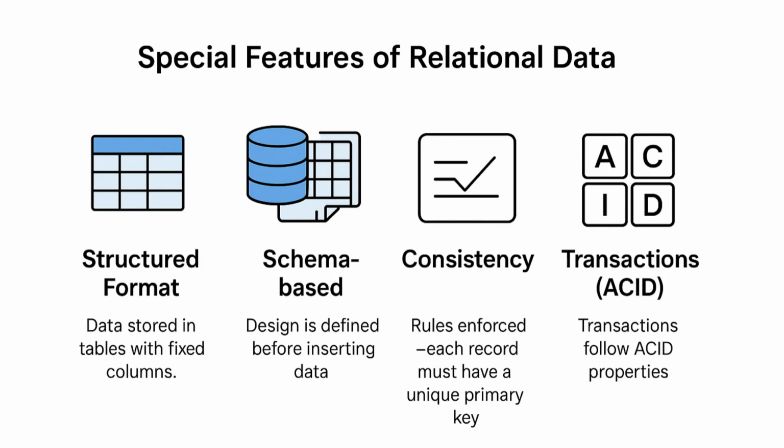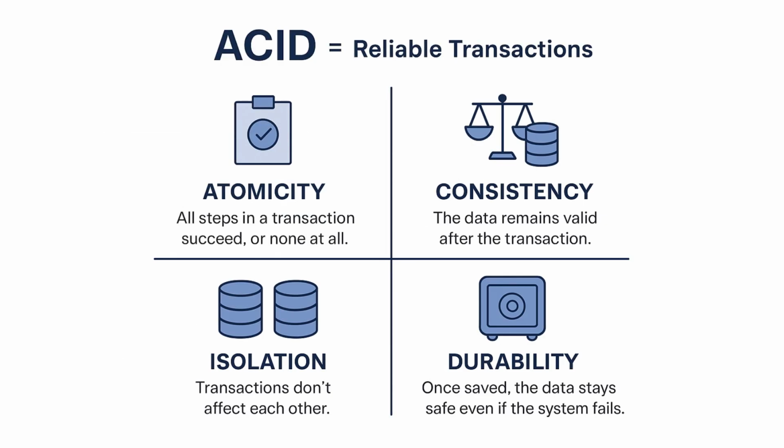Let's quickly break down ACID. Atomicity. All steps in a transaction succeed or none at all. Consistency. The data remains valid after the transaction. Isolation. Transactions don't affect each other. Durability. Once saved, the data stays safe even if the system fails. These features make relational data reliable and trustworthy.